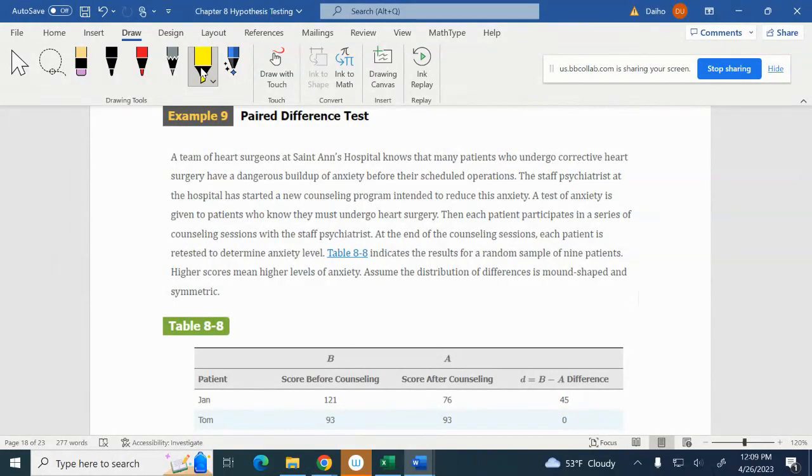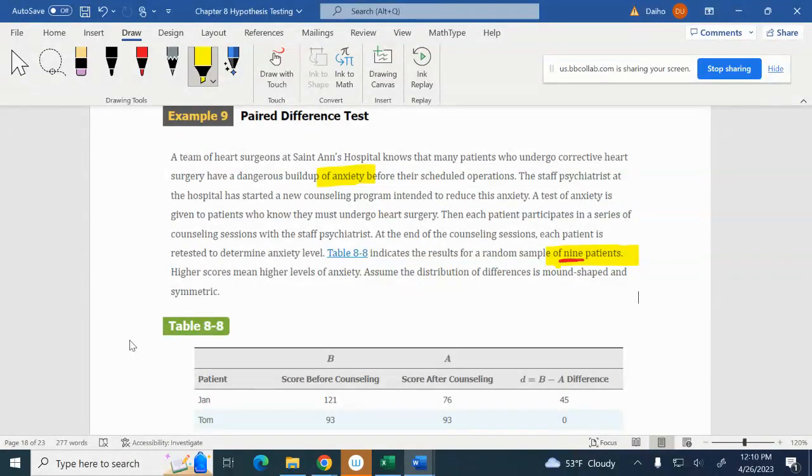I can see the number of 9. Yeah, here, 9. And they measure the anxiety, right? And they have a new counseling program. What they want is to see if the program reduced anxiety level.